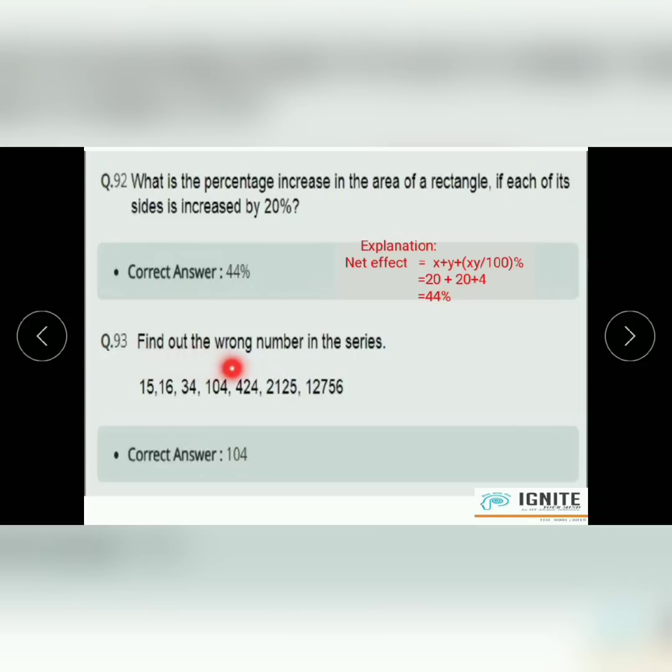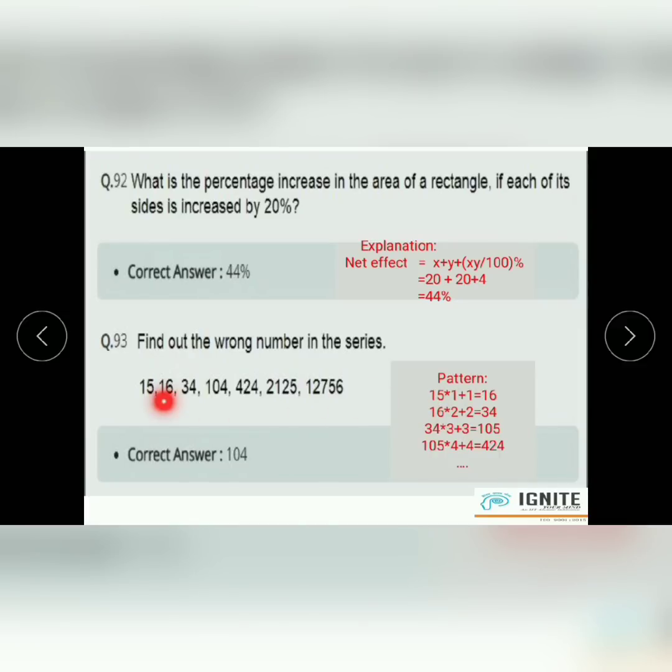Next question is from number series. Find out the wrong number in the series. The numbers are 15, 16, 34, 104, 424, 2125, 12,000 and 756. First we have to find the pattern. Pattern is given here.